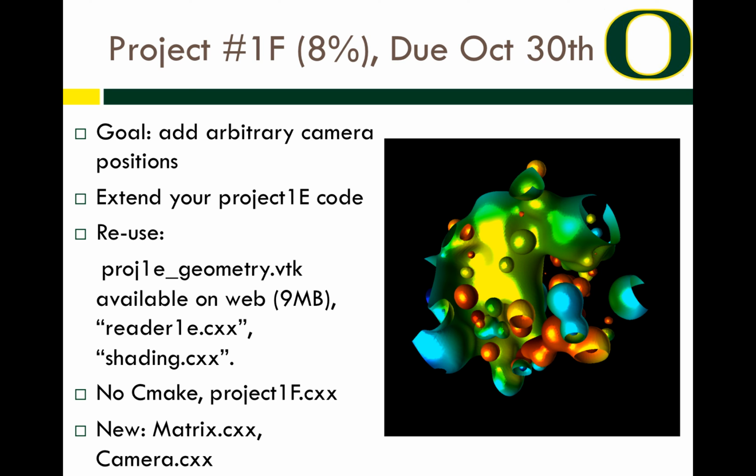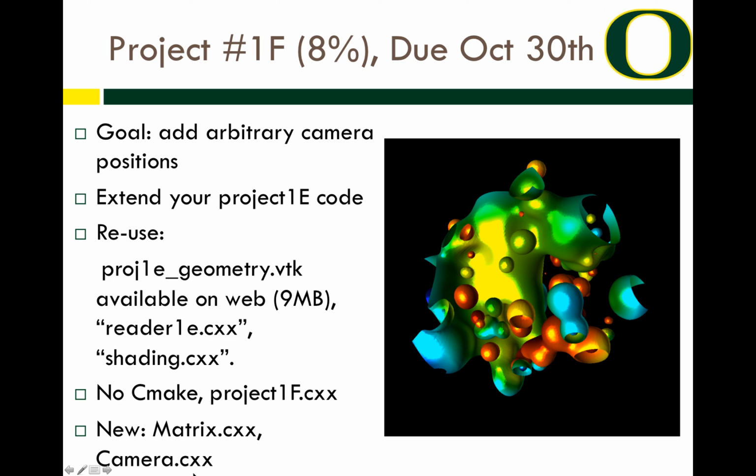So it's due on Sunday the 30th. The goal is to add arbitrary camera positions. You're going to extend your Project 1E code. You're going to reuse the same geometry we've had before. We're going to reuse the reader, going to reuse the shading stuff. There's, again, no CMake or Project 1F.cxx. You're just going to make a Project 1F.cxx and you're going to update your CMake. What is new is there's a matrix.cxx and there's a camera.cxx.